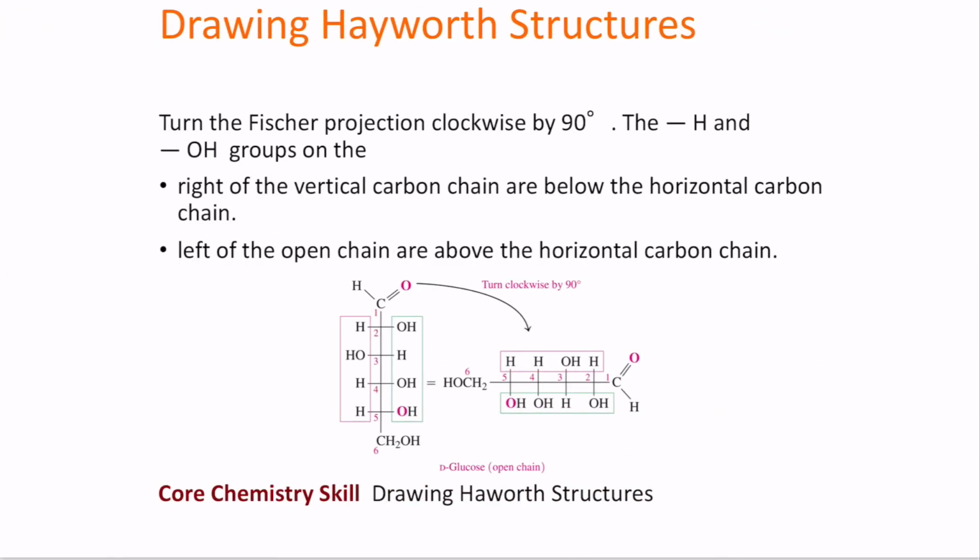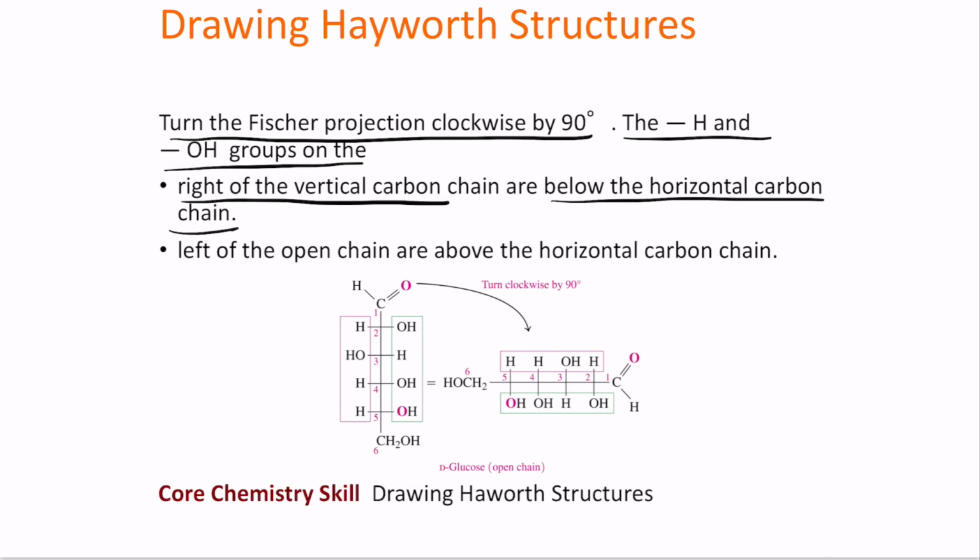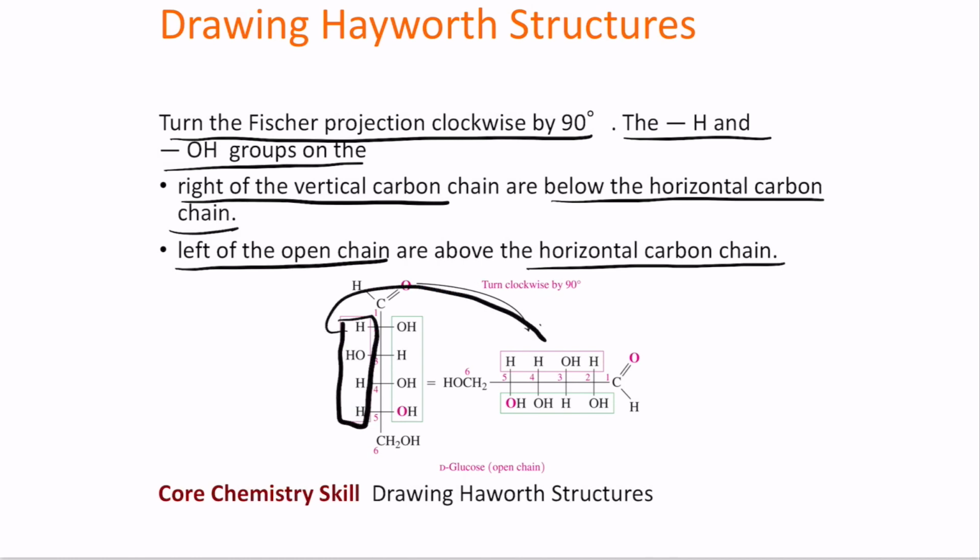So how do you draw Haworth projections? First, we turn the Fischer projection clockwise by 90 degrees so that the hydrogen groups and the OH groups to the right of the vertical carbon chain are below the horizontal carbon chain. So this is the idea first. Now, the next one is that the groups on the left of the open chain are above the horizontal carbon chain. So remember that the one on the left goes on the top, the one on the right goes on the bottom. So this is how we rotate the structure.